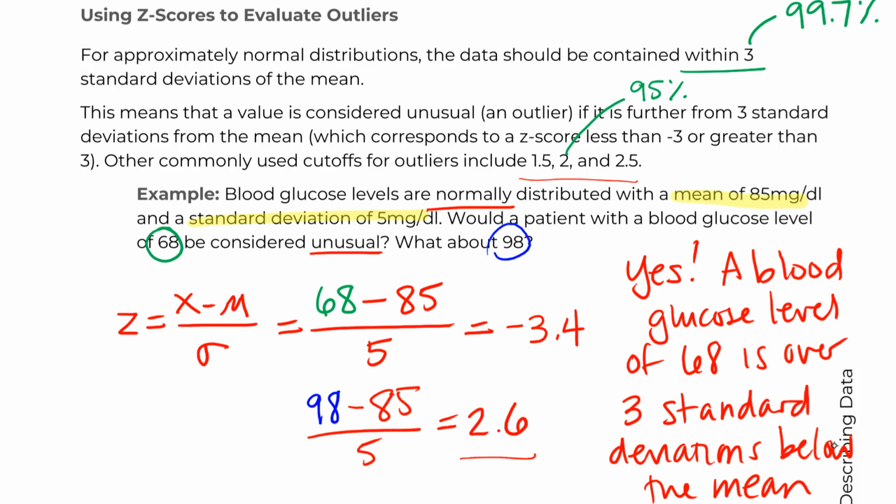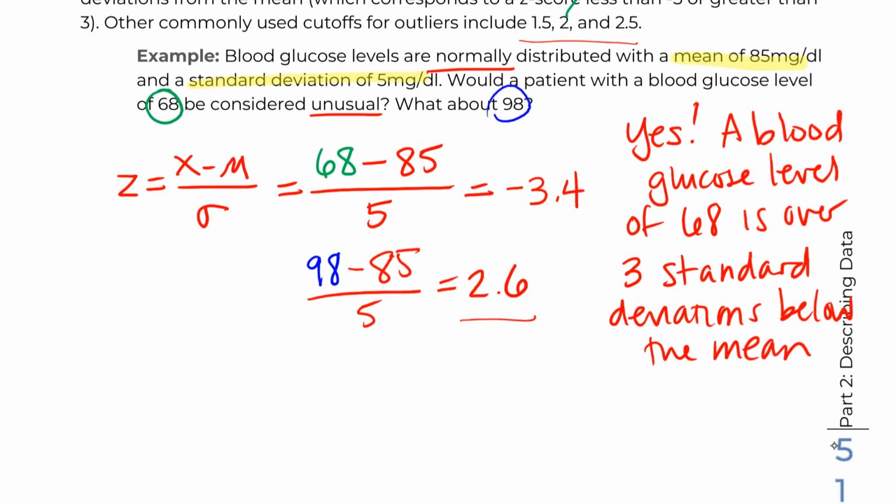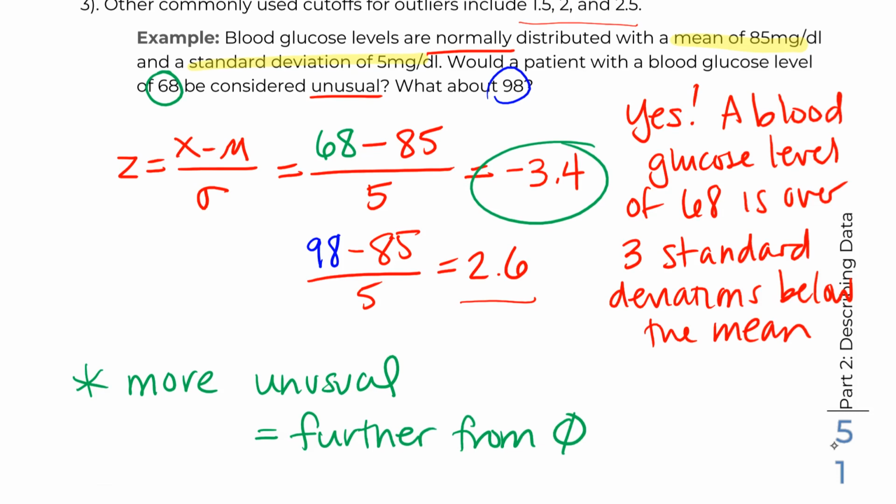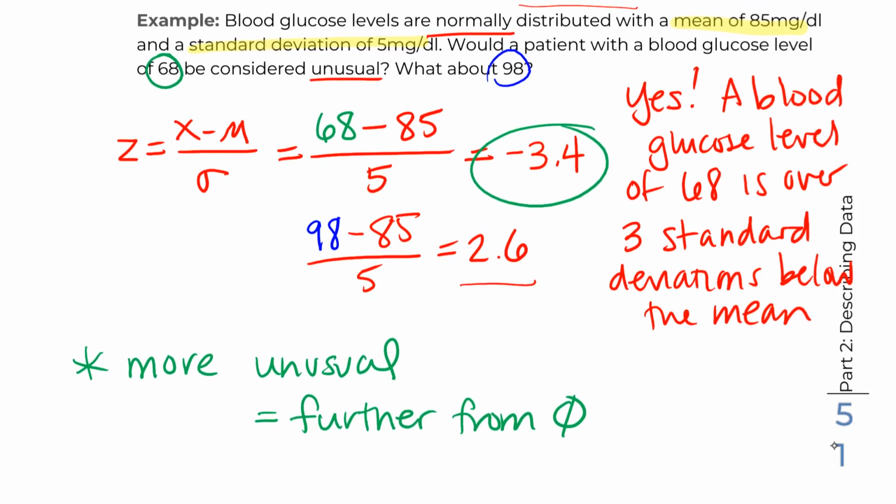And so more unusual, and this is the one note you might want to have, more unusual is equal to further from 0. So in this case, negative 3.4 is further from 0 than 2.6 is. All right, so we're going to see another way to use z-scores in the next video.